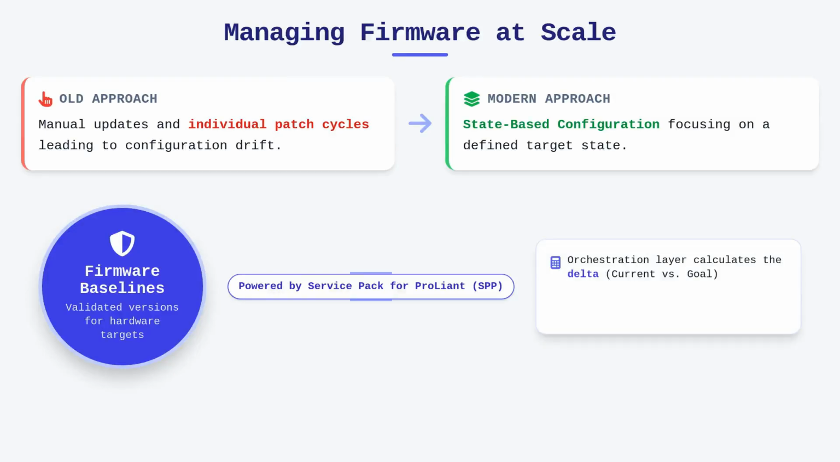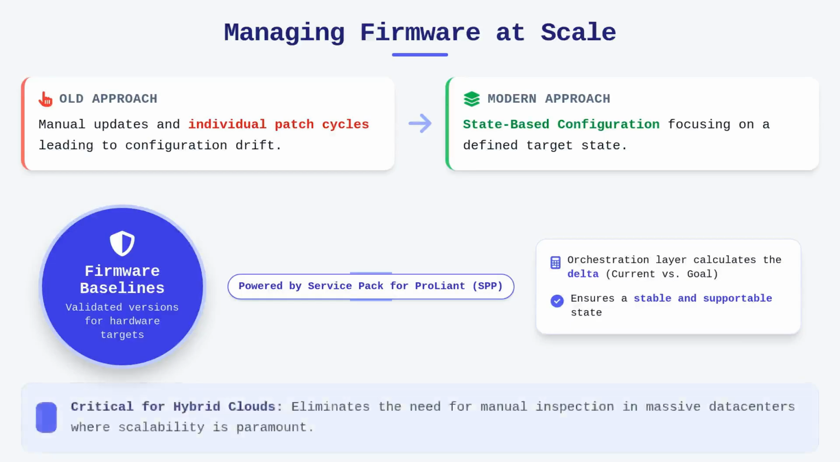Instead of treating updates as individual patch cycles, we treat the baseline as the desired final state of the system, allowing the orchestration layer to calculate the delta between the current configuration and the goal. This reduction in drift is critical for large, hybrid, cloud-enabled data centers where manual inspection of every server is simply not feasible or scalable.